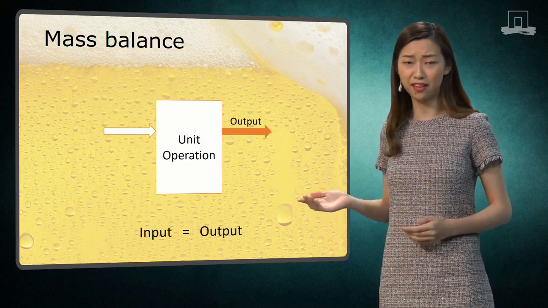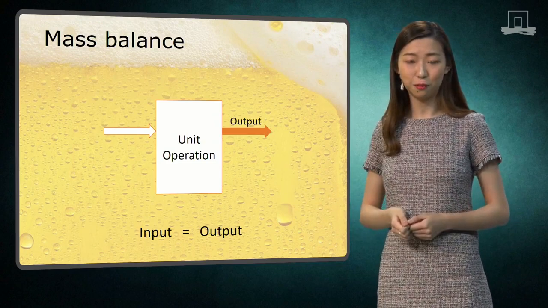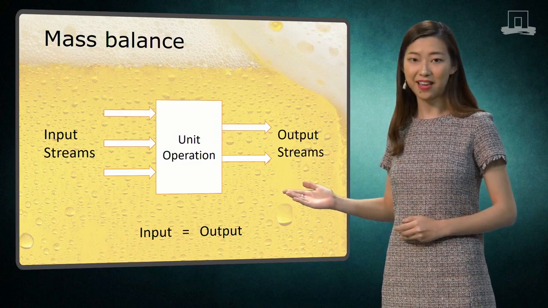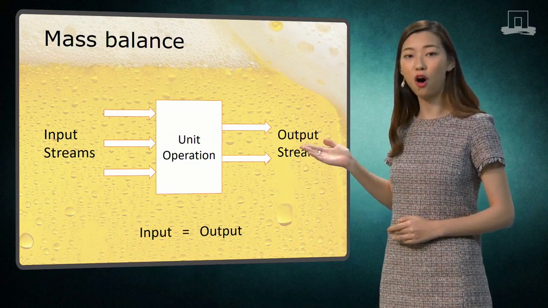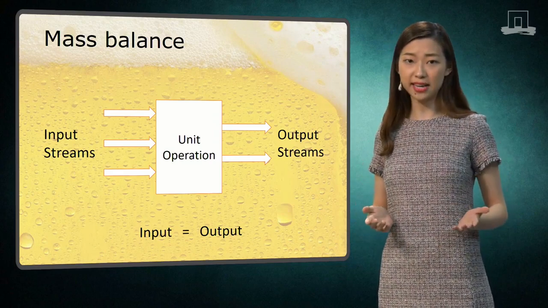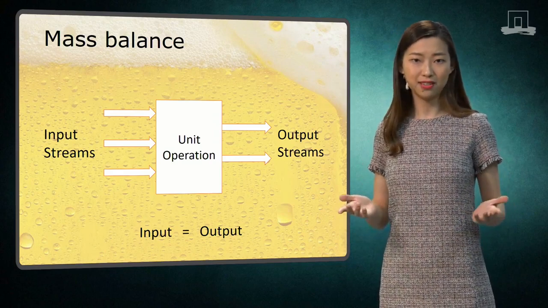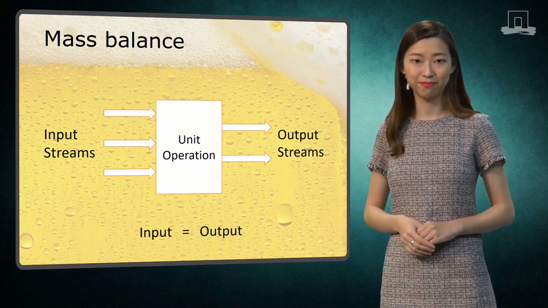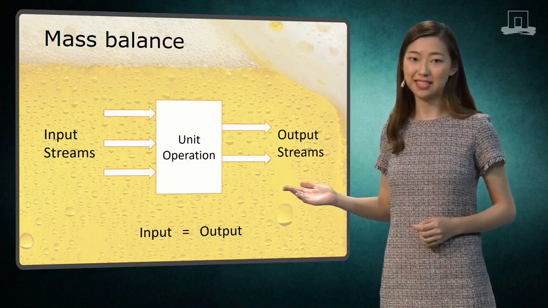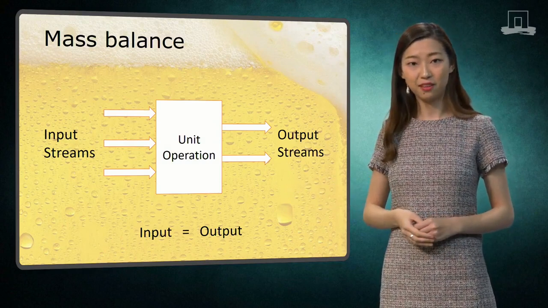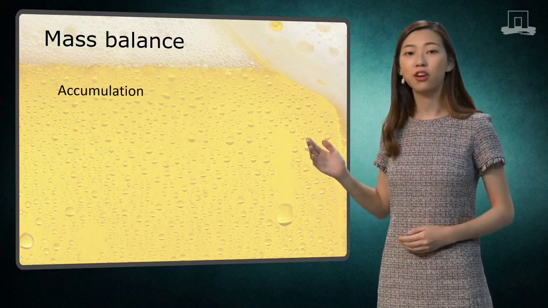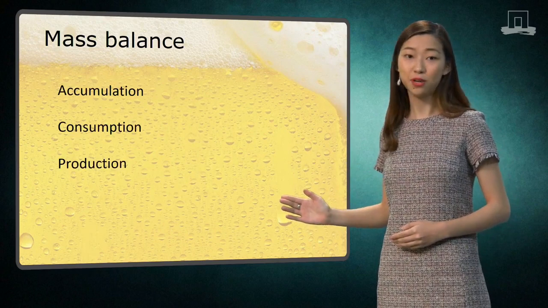But that would mean that nothing changes. Well, input refers to the sum of all input streams, and the output refers to the sum of all output streams. So, if we were to mix water and barley and we end up with wet barley, something has definitely changed. But still, input equals output is a bit oversimplified. By now, we are missing three terms: accumulation, consumption, and production.